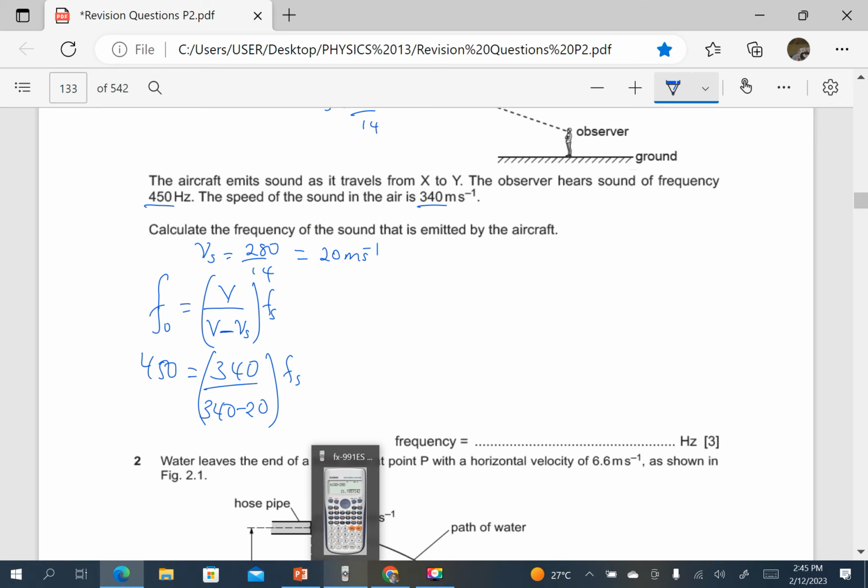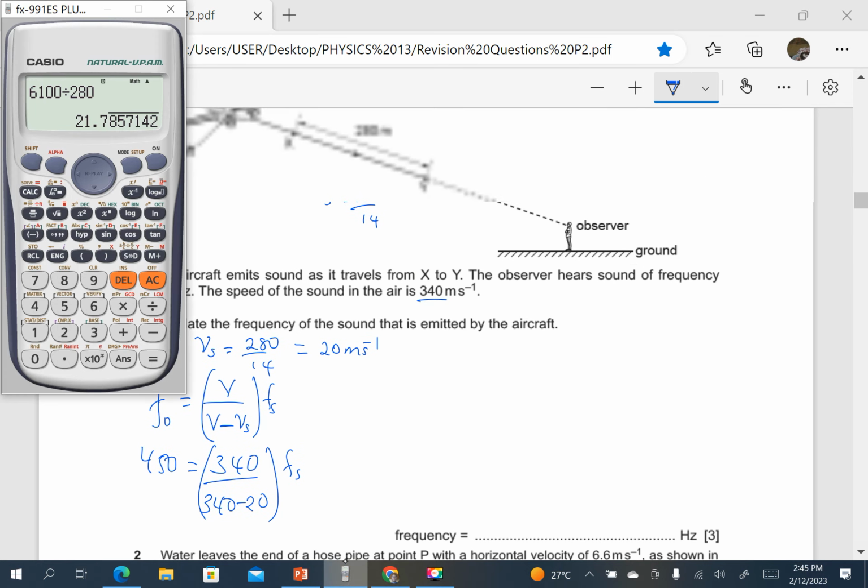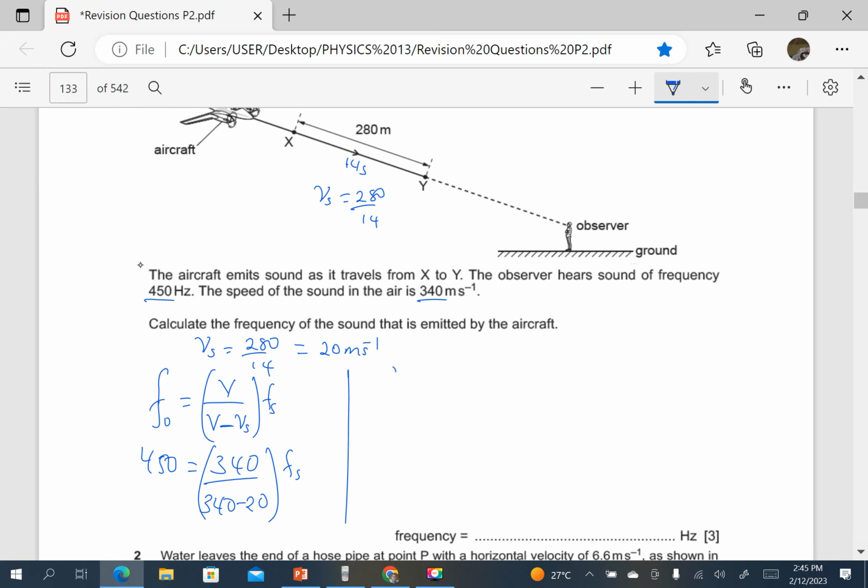Fs. So here I will just press my calculator. I'll simply say 450 times, open brackets, 340 minus 20, divided by 340. So that is 423. So the frequency of the source is 423 Hertz, approximately 420.